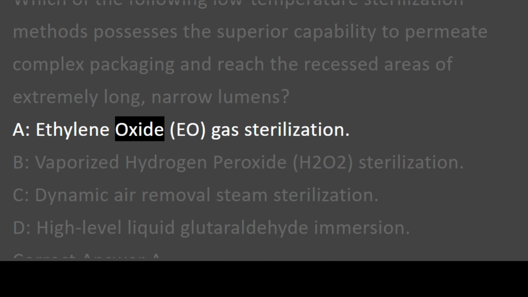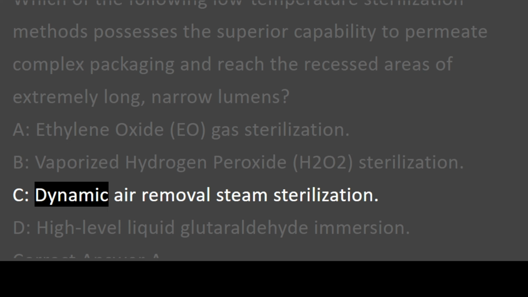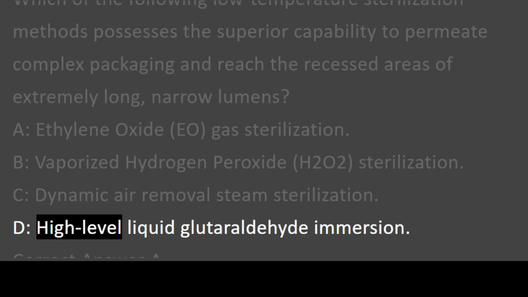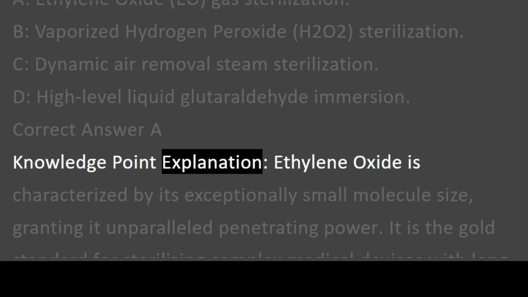A. Ethylene oxide, EO, gas sterilization. B. Vaporized hydrogen peroxide, H2O2, sterilization. C. Dynamic air removal steam sterilization. D. High-level liquid glutaraldehyde immersion. Correct answer A. Knowledge point explanation.